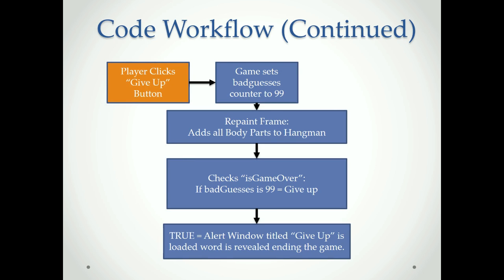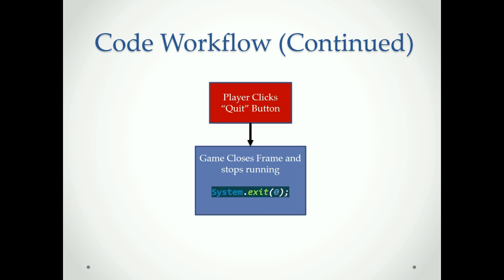When the player clicks the give up button, the game sets the bad guesses counter to 99. On repaint frame, it adds all the body parts to the hangman. When it checks to see if the game is over, it reads it as a give up, sets to true, and an alert window titled Give Up is loaded, and the word is revealed, ending the game. Finally, when the player clicks the Quit button, the game closes the frame and stops running.